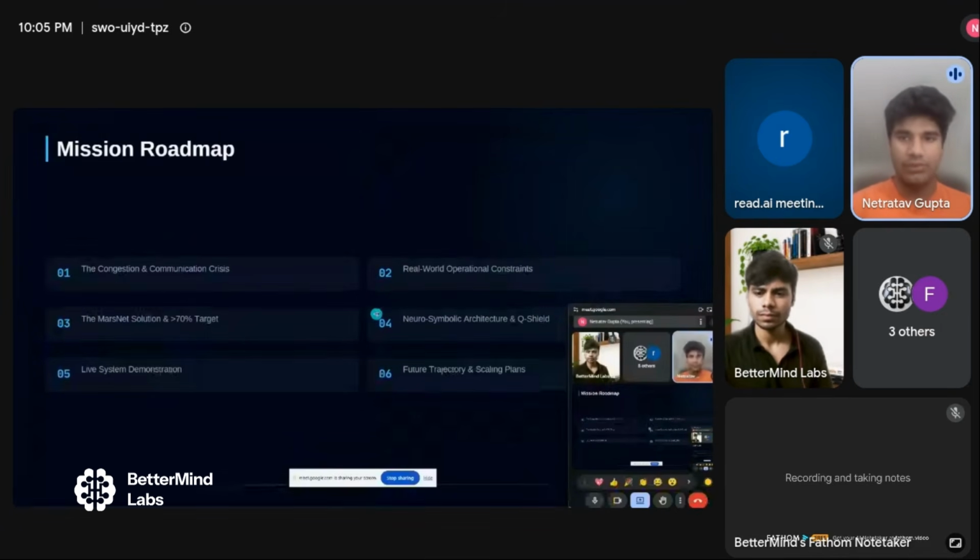Just the mission roadmap for this presentation. Firstly, I'm going to talk a little bit more about the congestion and communication crisis, then go into the real-world operational constraints. These are some of the factors that we also decided to think about when we were making our project. The MarsNet solution and the 70% target. So that's our benchmark. Some of the features I included, and of course the live system demonstration and future trajectory and scaling plans. So let's go right in.